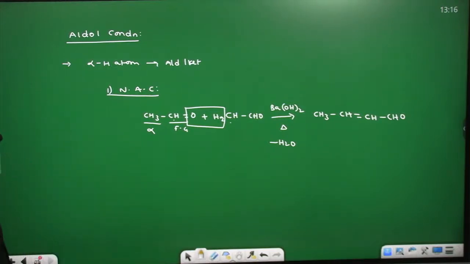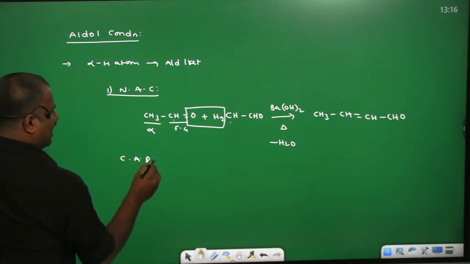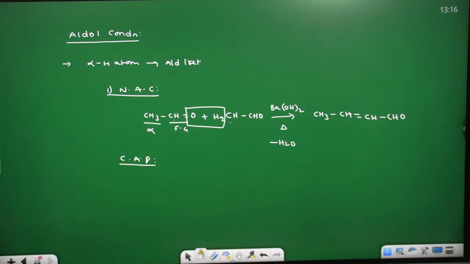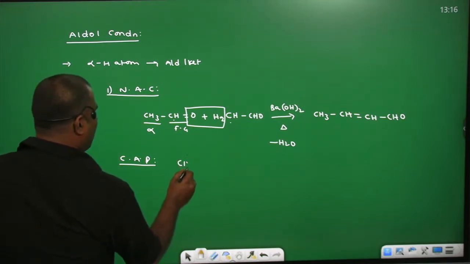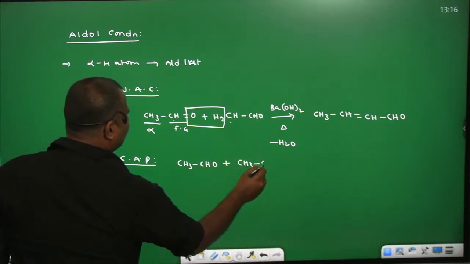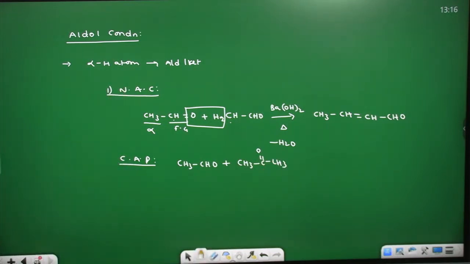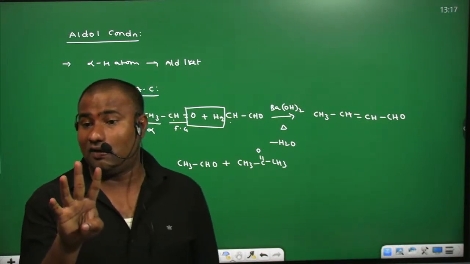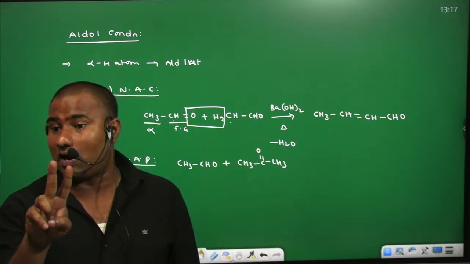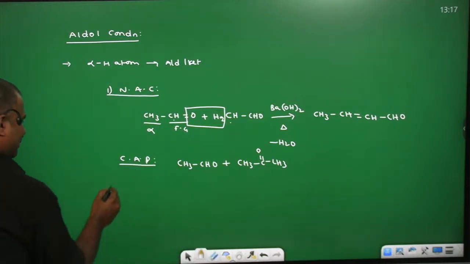Okay. If I have a crossed aldol, suppose they ask for the crossed aldol product. Crossed aldol product means, for example, I have two reactant molecules: CH3CHO, one molecule, which is going to react with CH3C double bond O CH3, acetone, the other molecule. In crossed aldol condensation we are going to get four different types of products, in which two products are normal aldol products and two products are crossed aldol products. First, we write the normal aldol products.